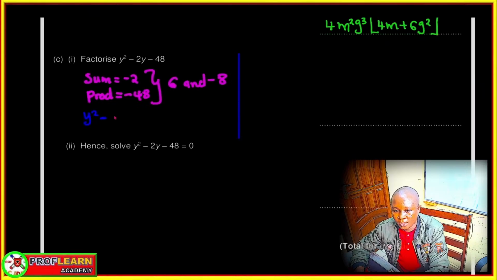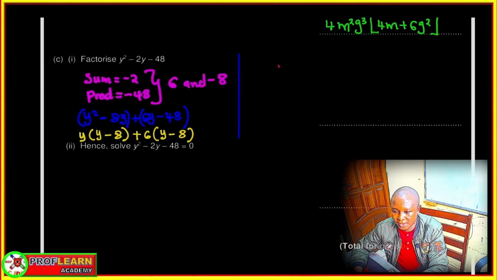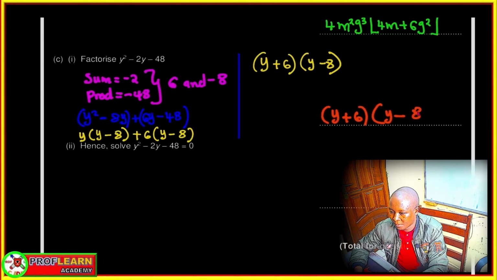And that's going to be y squared minus 8y plus 6y minus 48 is equal to 0. Then we're going to group these two together. We factor out what's common. In the first bracket we shall factor out y, we remain with y minus 8. In the second bracket we're going to factor out 6, we remain with y minus 8. Then we can see now we can write this as y plus 6 into y minus 8, and this is now the factorized form of the expression.